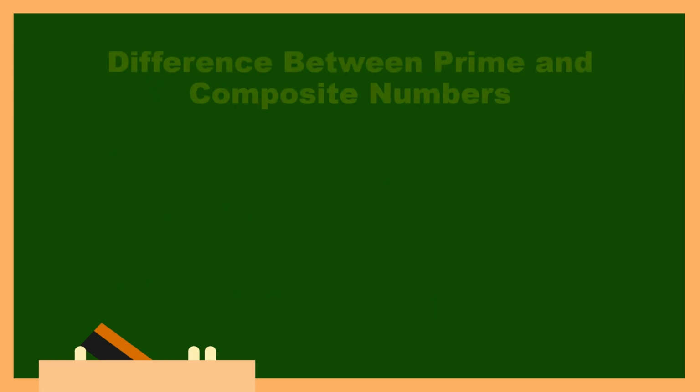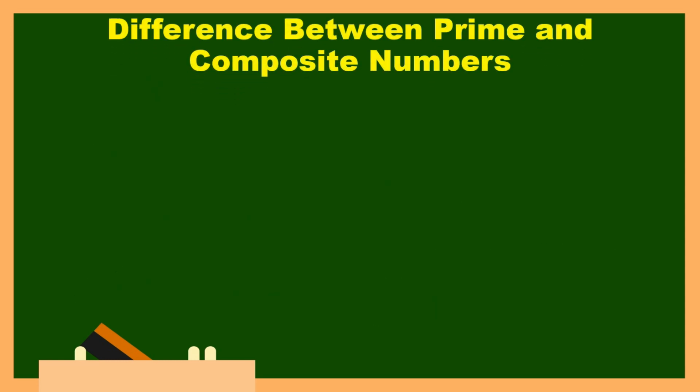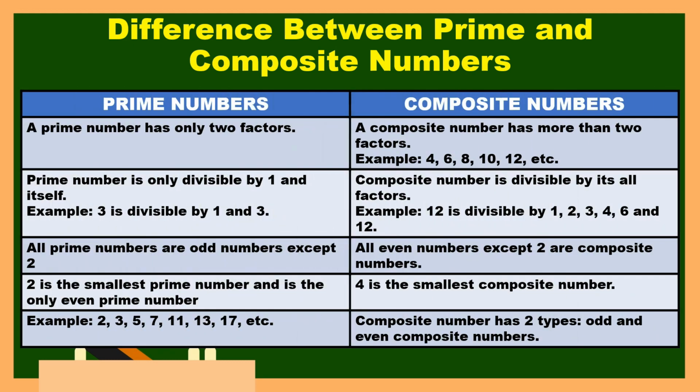So, to summarize the difference between prime and composite number, I write it in a table form. So, prime number has only 2 factors and is only divisible by 1 and itself. For example, 3 is divisible by 1 and 3. And all prime numbers are odd numbers except 2. Since 2 is the smallest prime number and is the only even prime number. Halimbawa ng mga prime numbers ay 2, 3, 5, 7, 11, 13, 17, and etc.